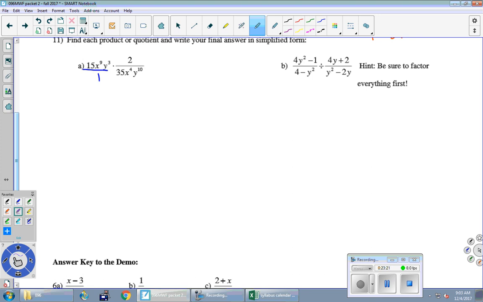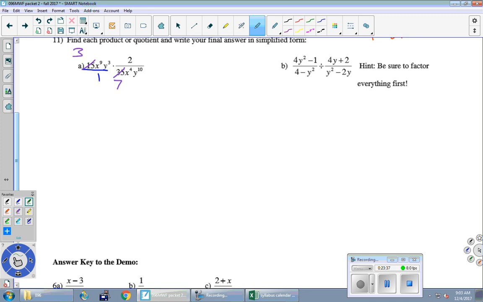So for example, 15 and 35 are both divisible by what? By 5. So let's do that. 15 becomes 3. 35 becomes 7. Okay, so we've reduced there.